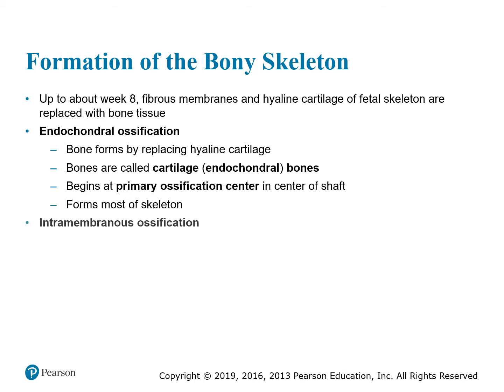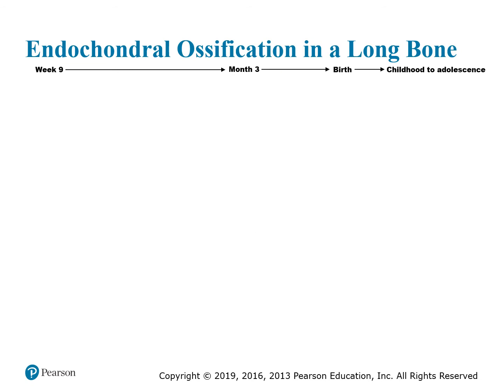So we'll look at this process in a minute. The second type of ossification is called intramembranous ossification. In this, bone develops from a fibrous membrane, not from hyaline cartilage. Because they develop from a membrane instead of from cartilage, these bones are called membrane bones. So now let's take a look at endochondral ossification.